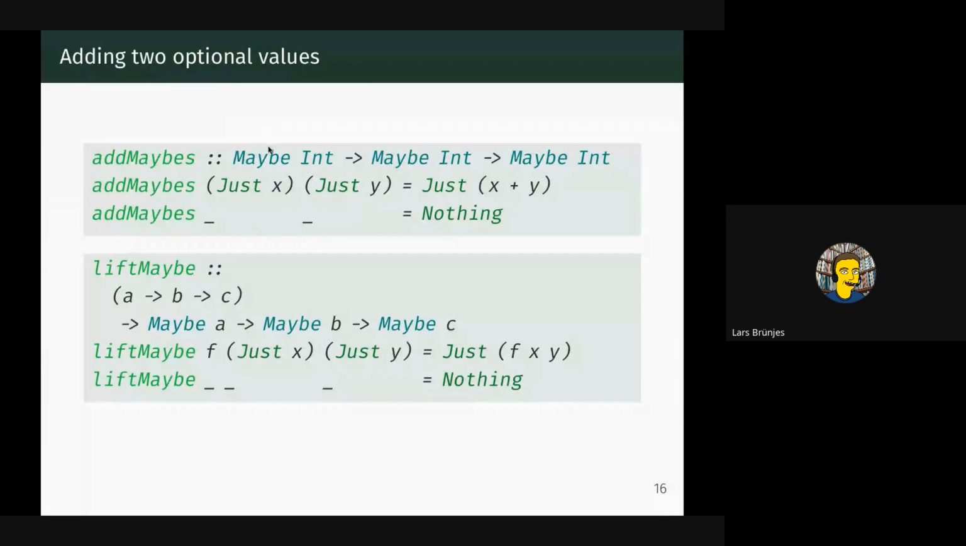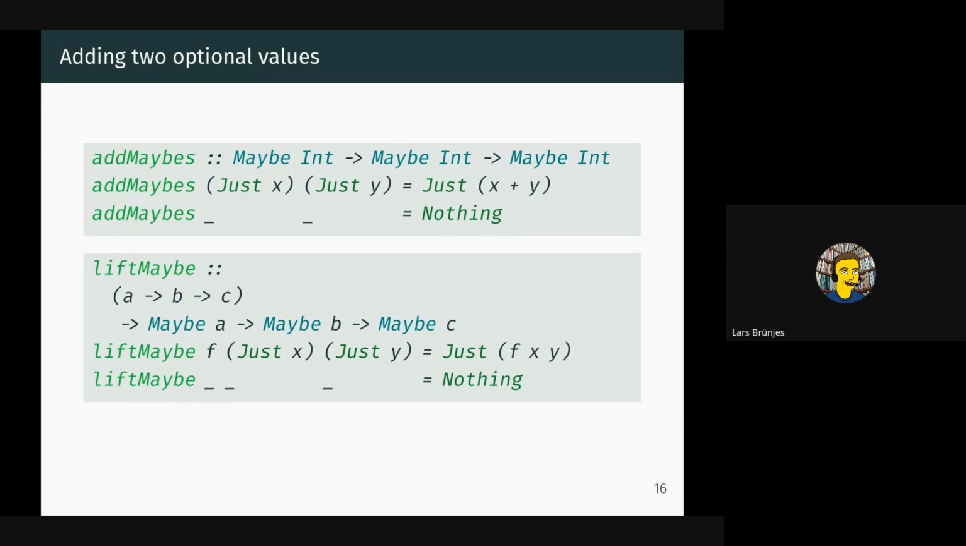So add maybes, the idea is I have two maybe ints and want to produce a maybe int. And if both of the maybe ints are just, so if I have a just x and a just y, then I give back a just of x plus y. So I add x and y. But if the one or the other or both are nothing, I just give nothing. So that's what these two lines say.